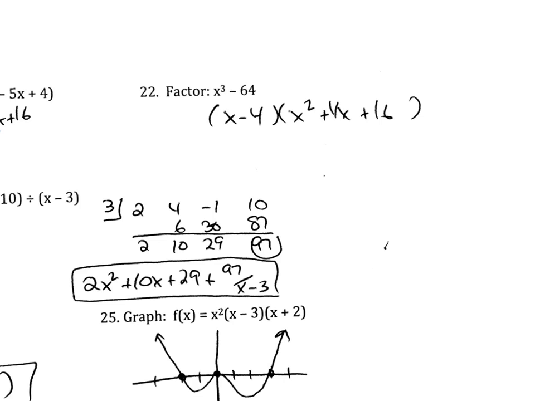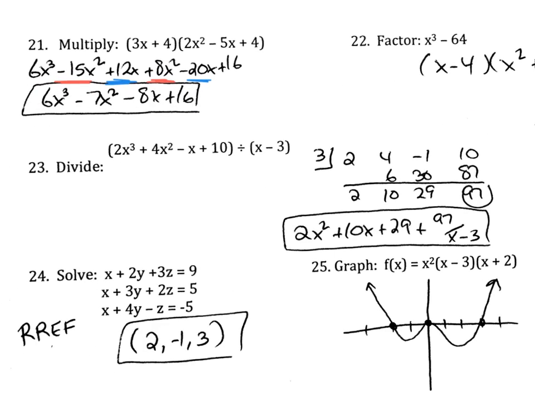22, factor. The pattern was small, big, cube root, square, multiply, change the sign, square. Again, small, big, cube root, square, multiply, change the sign, square. So I just did this, cube root, square, multiply, change the sign, square. That's all you got to do, but you do have to know the pattern tomorrow.